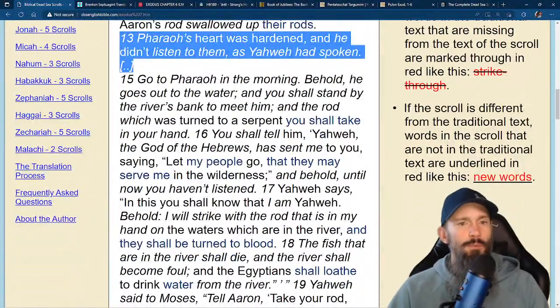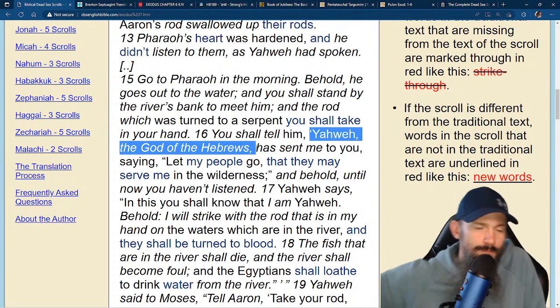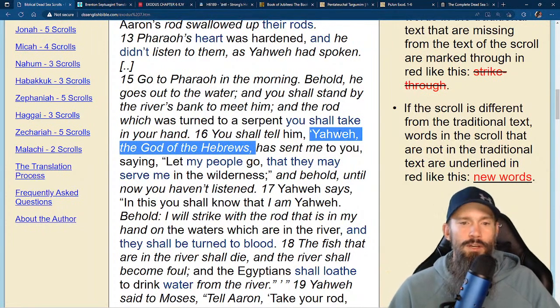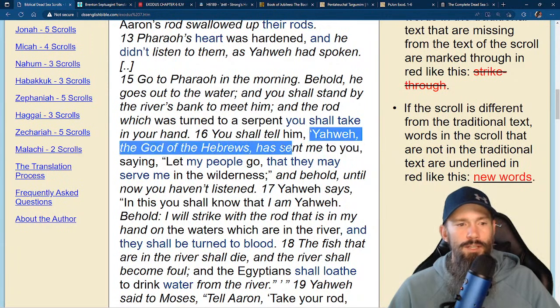Go to Pharaoh in the morning. Behold, he goes out to the water, and you shall stand by the river's bank to meet him. And the rod which was turned into a serpent you shall take in your hand. You shall tell him, Yahuwah, the Elohim of the Hebrews, has sent me to you. So who's he a god of? He's the god of the Hebrews. Not of Rome, not of Greece, not Babylon, not Russia, not America. He's the god of the Hebrews.